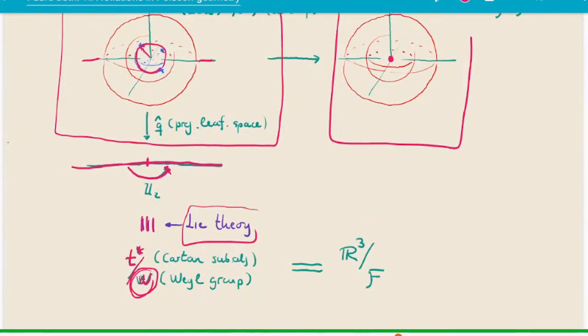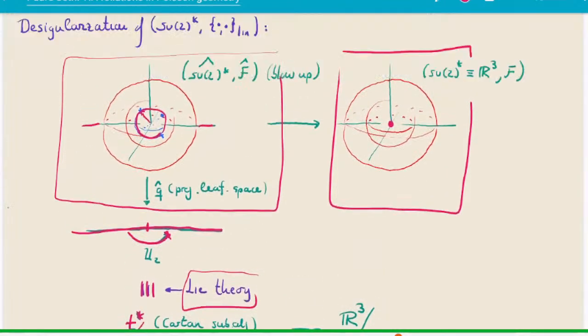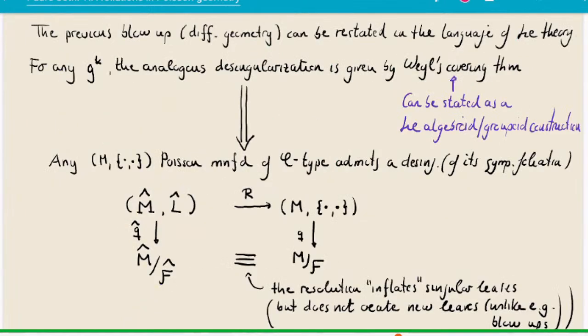And the important remark to be made here is that this process doesn't change the leaf space. What you're doing is inflating a leaf that didn't have the right dimension. Okay, very fast. That previous blow-up construction can be done for arbitrary Lie algebras, but it's not a blow-up.